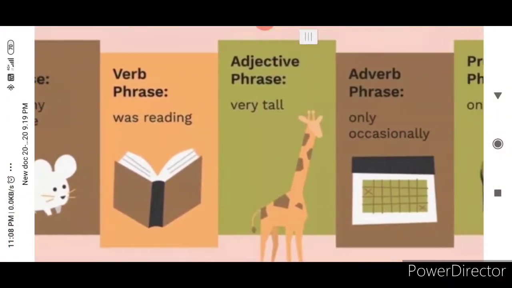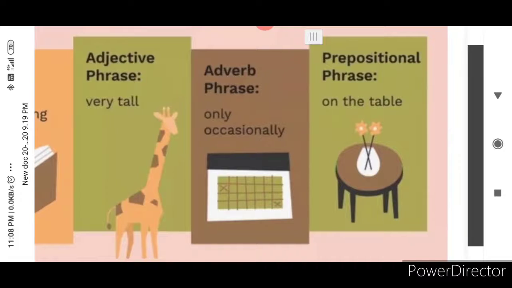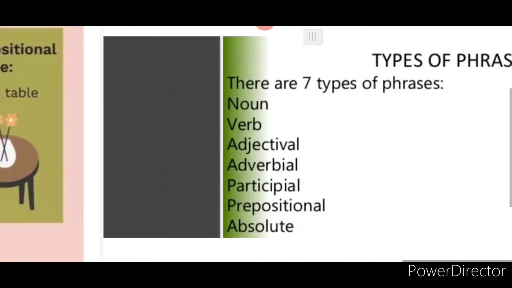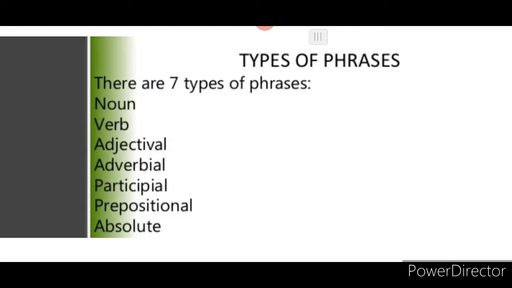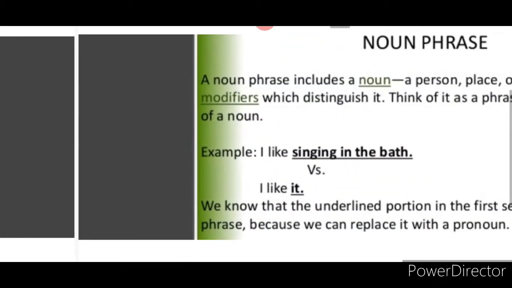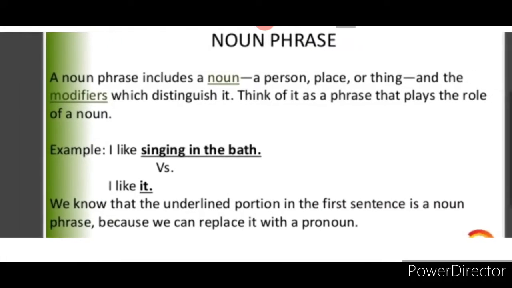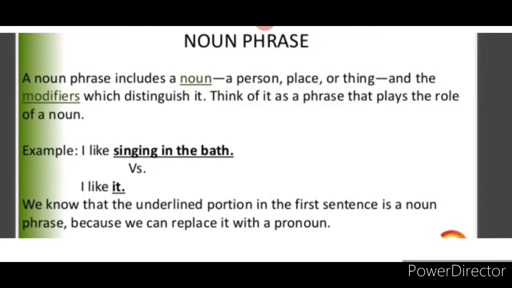We have noun phrase, verb phrase, adjective phrase, adverb phrase and prepositional phrase. There are 7 types of phrases: noun phrase, verb phrase, adjectival phrase, adverbial phrase, participle phrase, prepositional phrase and absolute phrase. But for your level we are going to discuss noun phrase, verb phrase and prepositional phrase. Okay children, first let us discuss the noun phrase. We all know what is noun, we all know what is noun clause. So now let us discuss what is noun phrase.